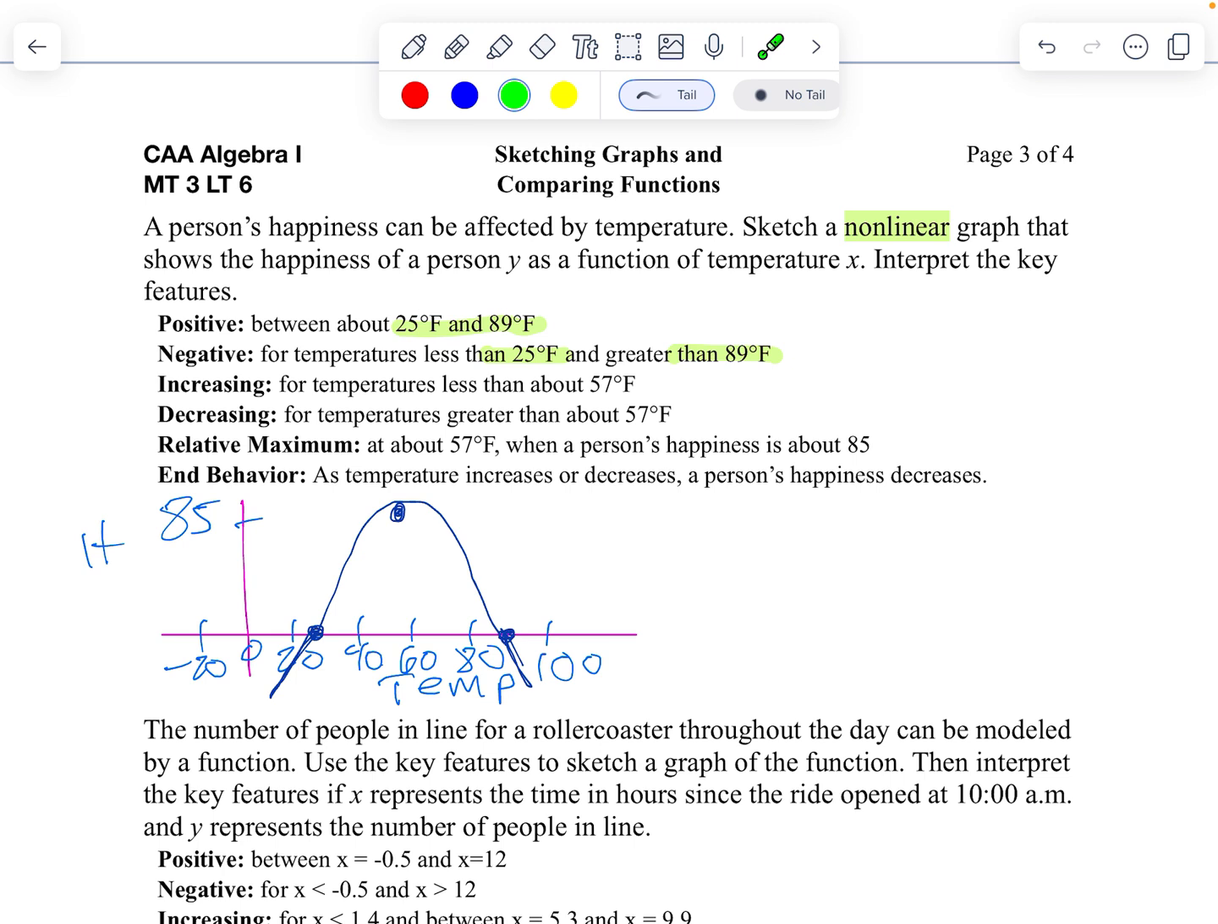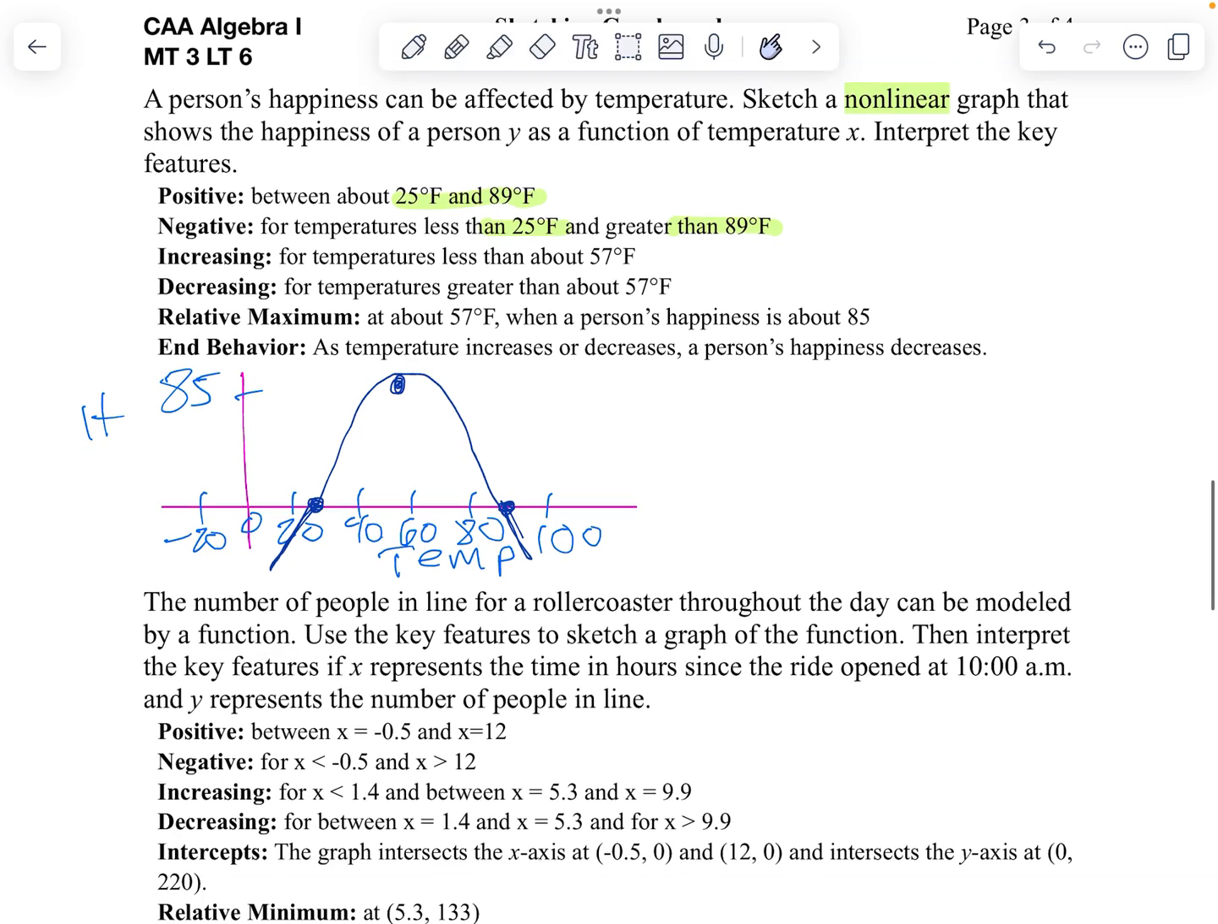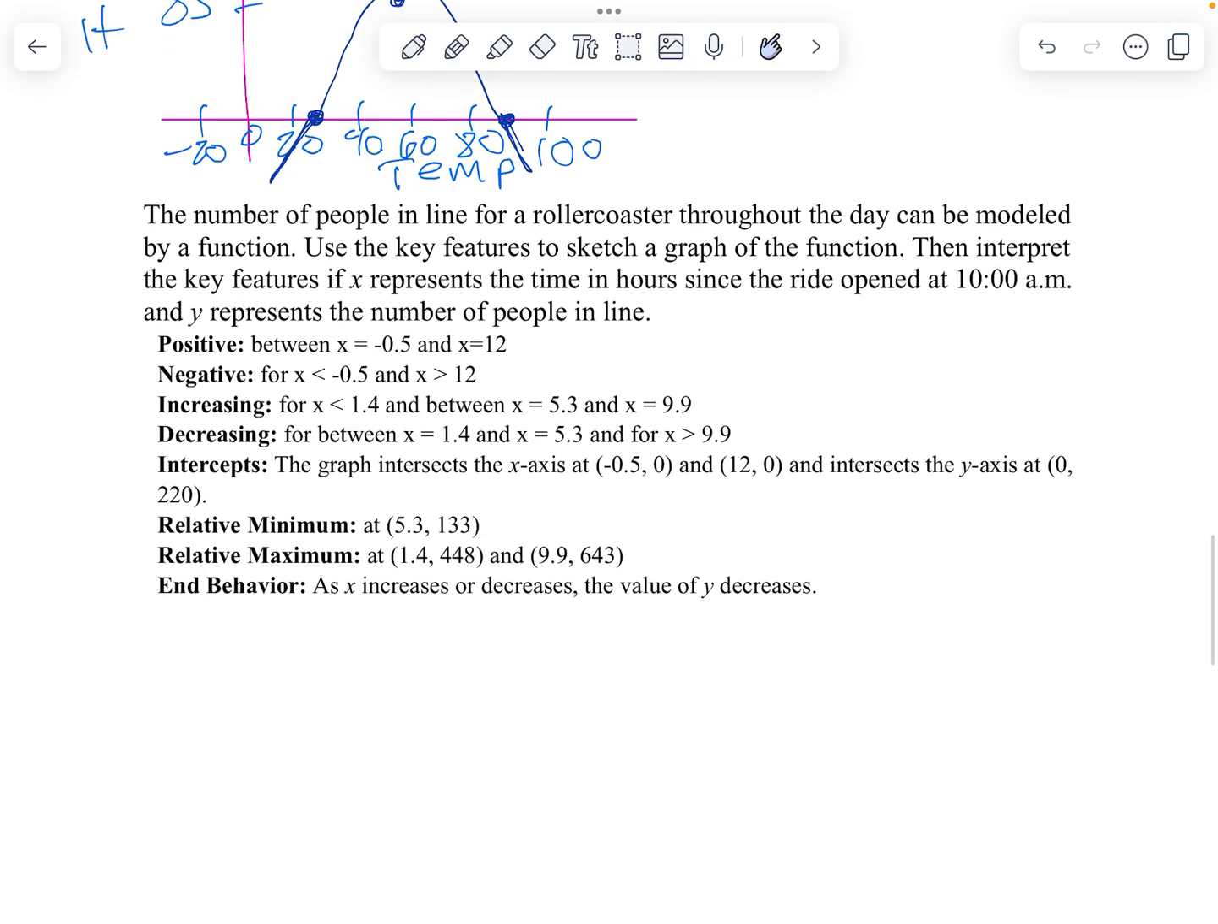Now let's do another one. Notice each one we're doing gets just a tad more complicated each time. And notice this one, we have a lot more key features to worry about. So let's go through this question together.